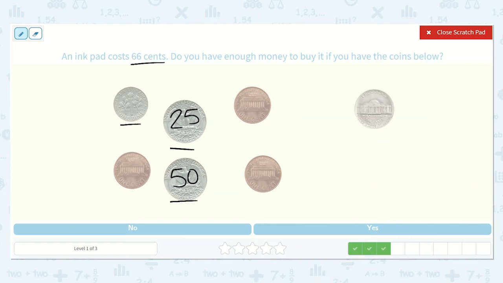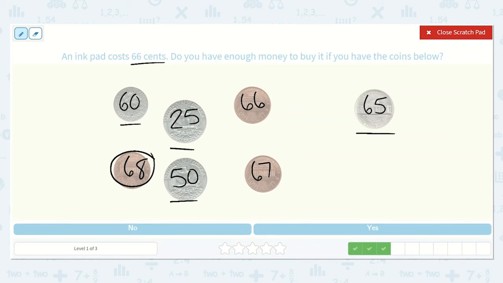So what is 10 more than 50? 60. Great. Now I will go to my nickel, and I know that 60 plus 5 is 65. Then we count up by 1s for our pennies. So 65, 66, 67, 68. So we ended on 68.